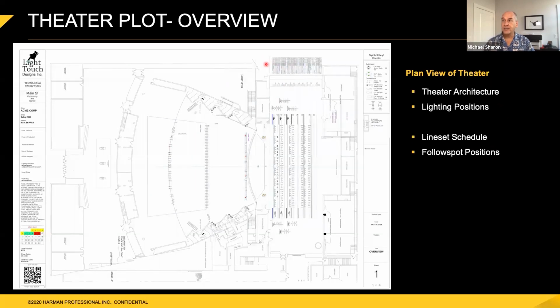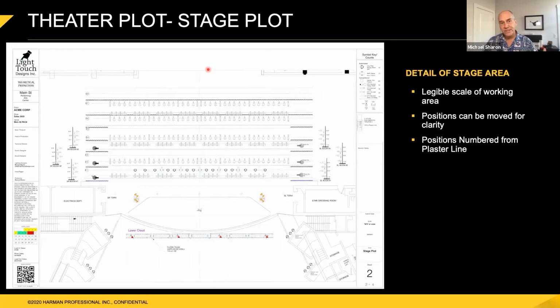Up in the top right, I'll have the line set schedule, and this will be called out with all the different pipes. It'll call out what the trims are for them, which ones are being used for electrics. So this gives me a good overall sense of how everything fits. It might include scenery and stuff like that, just so that we know this is our space. Then we go into the detail.